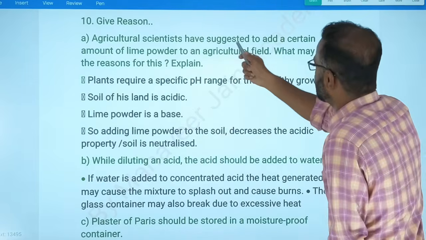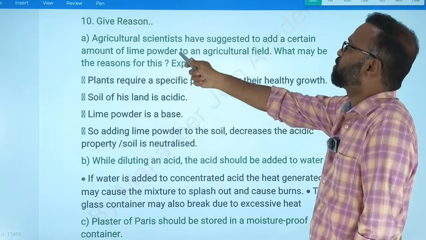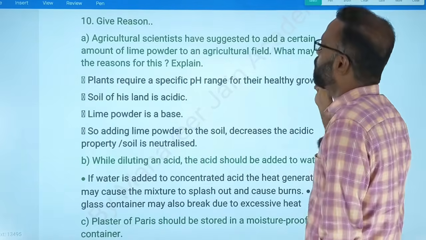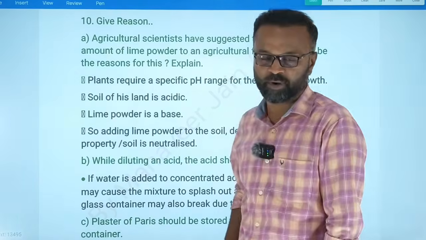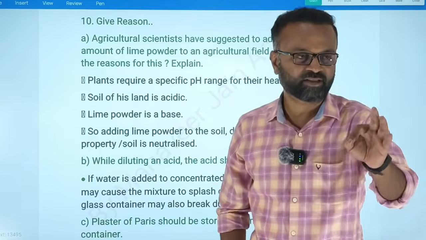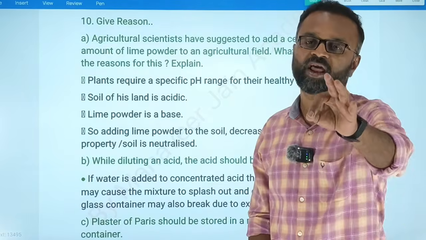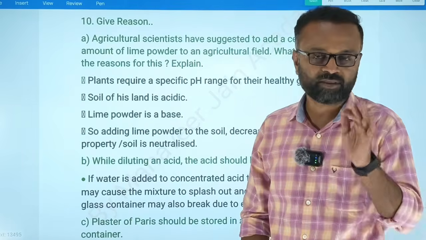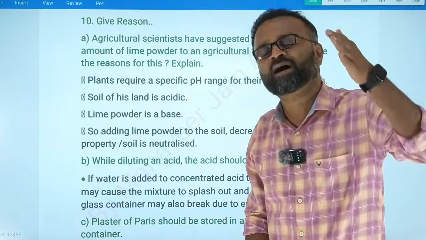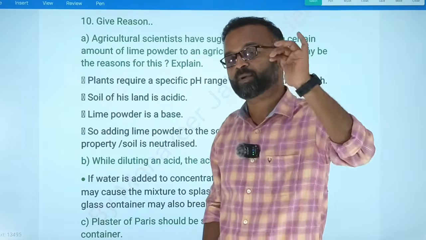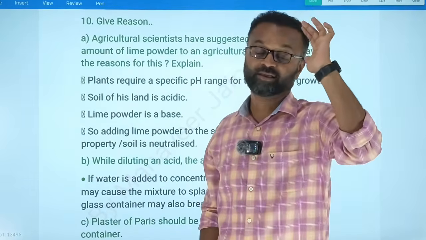Agricultural scientists have suggested to add a certain amount of lime powder to an agricultural field. What may be the reason for this? Explain. A scientist tested the soil and he told, go and add the lime powder. That means lime powder is basic. Why is he asking to add the base into our soil? Because soil is acidic in nature.